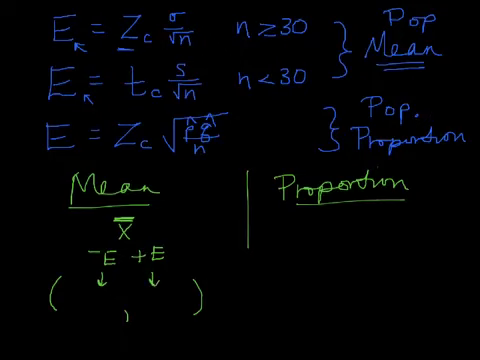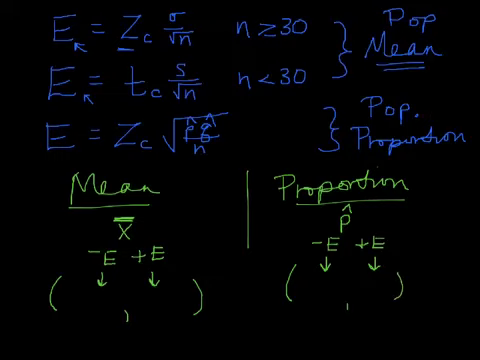If you're working with a proportion, there will be no mean and there'll be no standard deviation. What you're going to use is P, the proportion. So whatever your proportion is in the problem, that's what you start with, and then you subtract the error, and that gives you your small value. And then you add the error, and that gives you your large value.